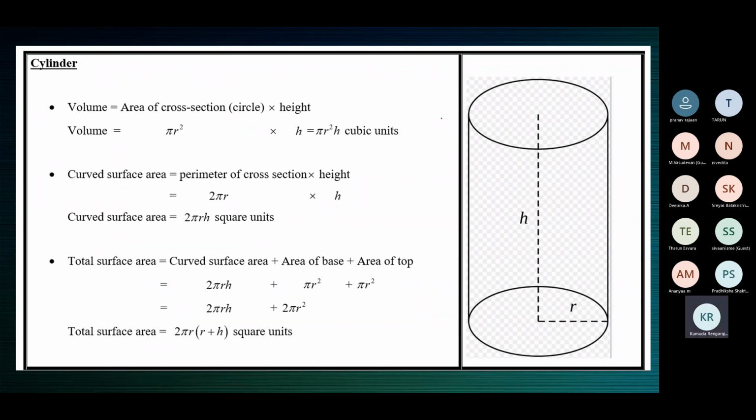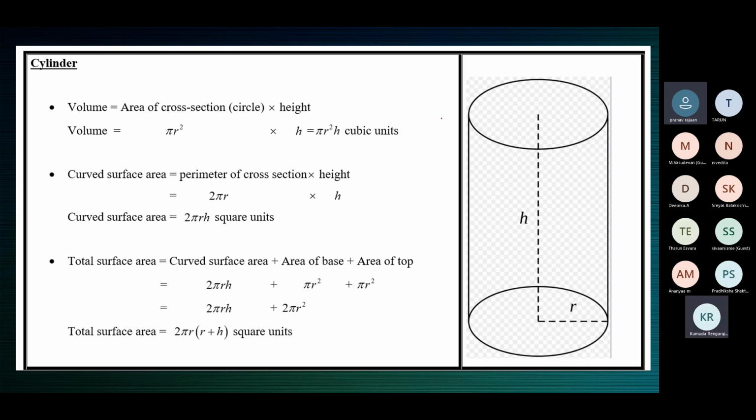Now tell me, what is the total surface area of a cylinder? See, when we're talking about a cylinder, we are talking about a right circular cylinder. So what is the total surface area of a cylinder which is open at both the ends? Ma'am, pi r height plus 2 pi r height, ma'am.